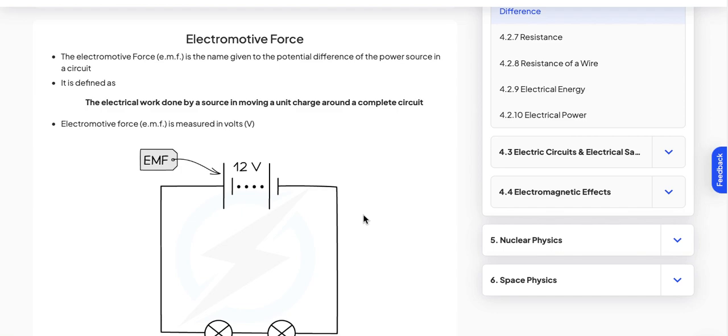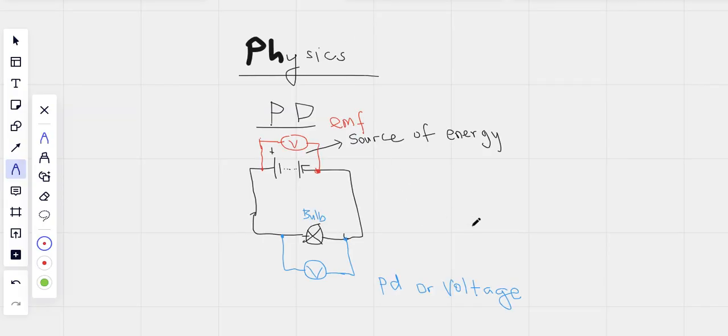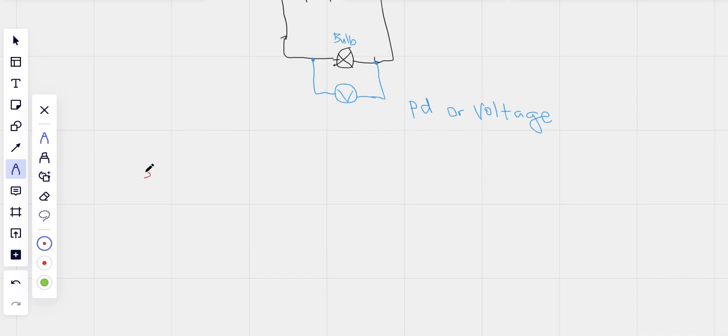So we say that electromotive force is defined as the electrical work done by a source in moving a unit charge around a complete circuit. The electrical work done, you can say work done, or the energy that is being transferred. We can simply say the EMF is work done, or the energy transferred in driving a charge around a complete circuit.